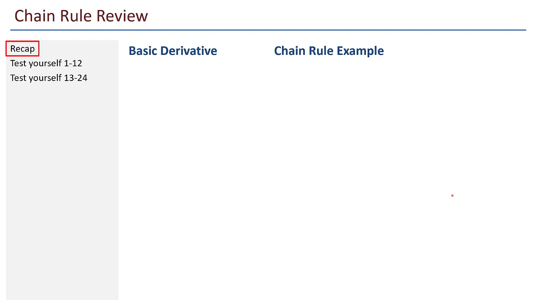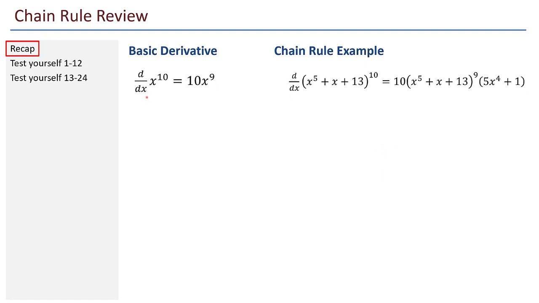So first, a quick recap. A basic derivative might look something like the derivative of x to the 10 is 10x to the 9. With the chain rule, we put something more complicated in for that x. So for example, the derivative of stuff to the 10th power is 10 times that stuff to the 9th power, but the trick is, with the chain rule, that stuff that you have on the inside, you need to take its derivative and multiply at the end.